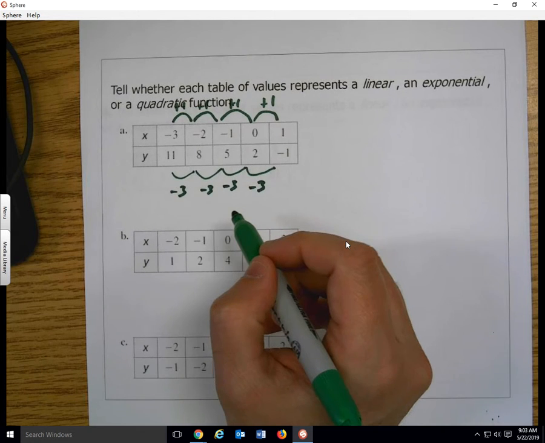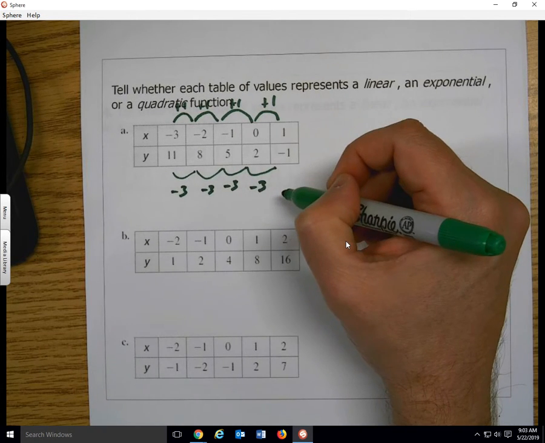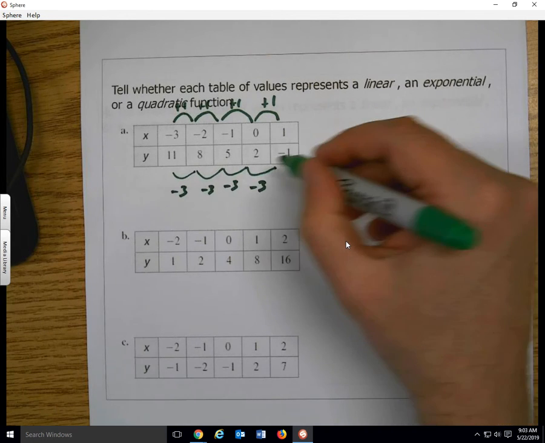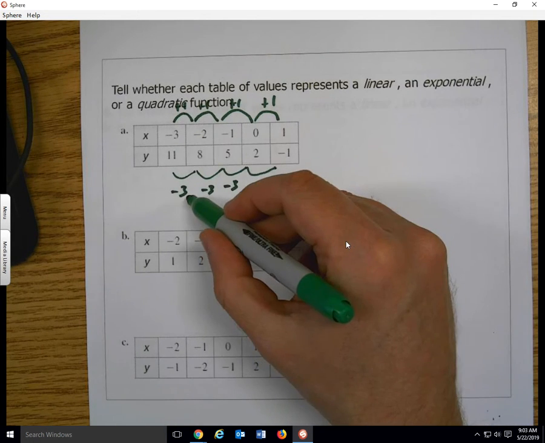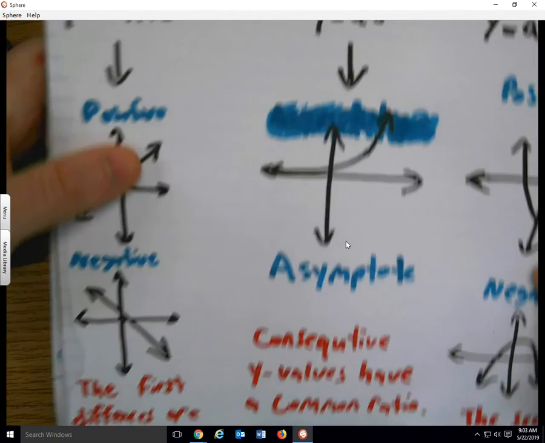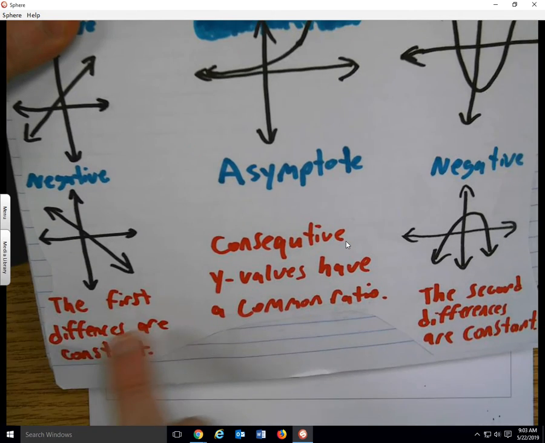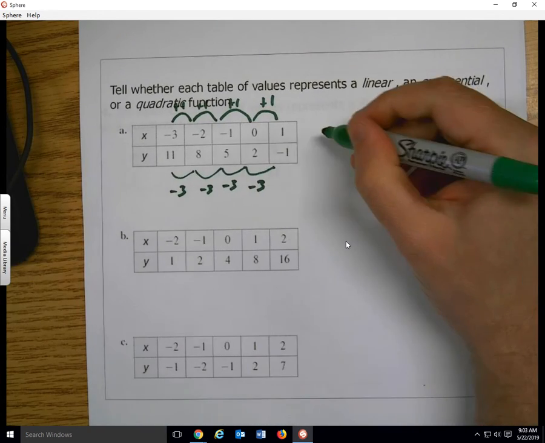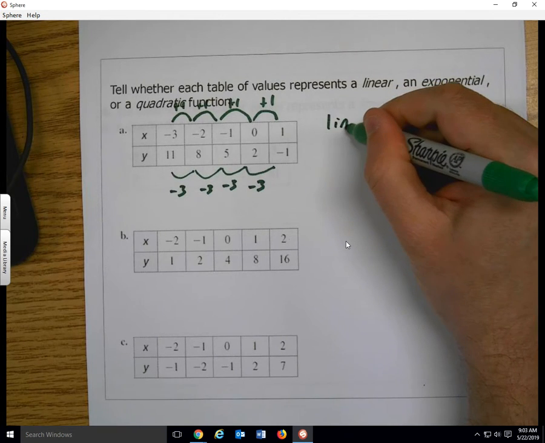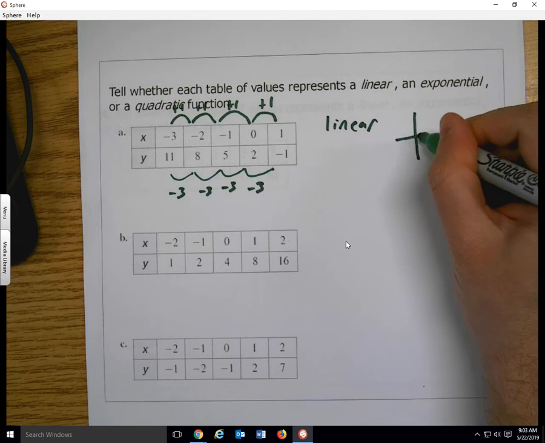It's constant. And so if you have a constant rate of change at the top and a constant rate of change at the bottom, meaning I just subtracted each time and I come up with the same number, which one is that? It says the first differences are constant. This is the first differences, so that would be linear. And if you were to graph this, it would be a straight line.